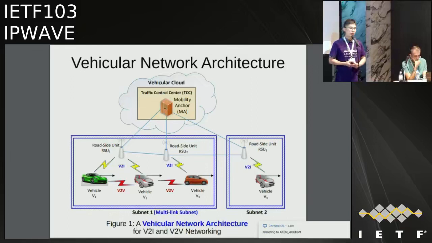This figure shows the vehicular network architecture. At the bottom, we have two subnets, subnet one and subnet two. This figure is very important. You can see RSU one and RSU two are sharing the same prefix. We try to construct a multi-link subnet, which means vehicle V1 is configured by the prefix announced by RSU one, and then when it moves to another RSU while on a vehicular link, it doesn't necessarily reconfigure again because of the same multi-link subnet. We try to reduce address auto-configuration overhead, right?